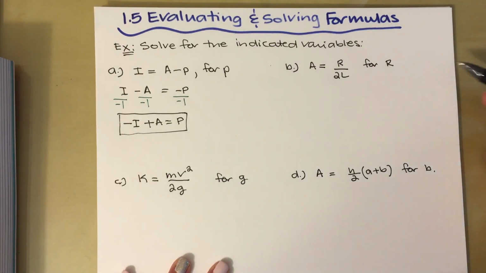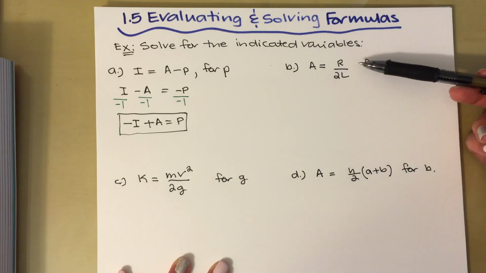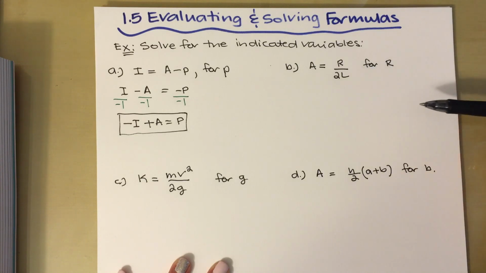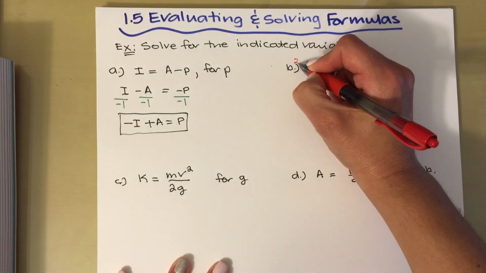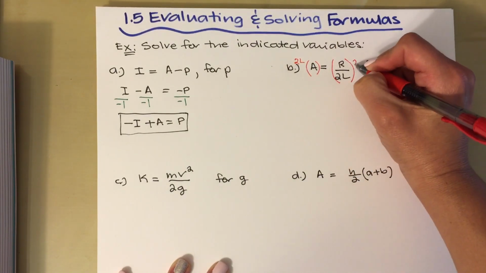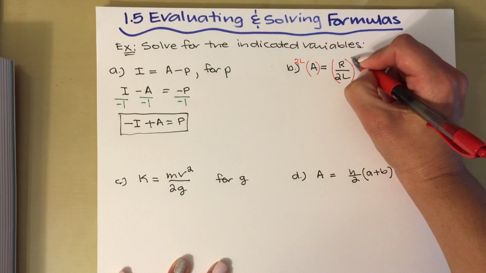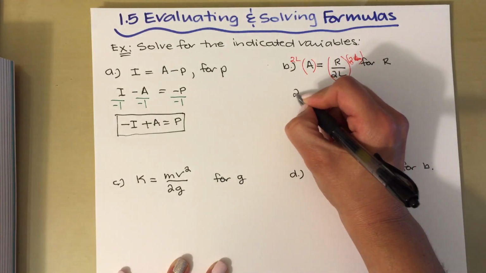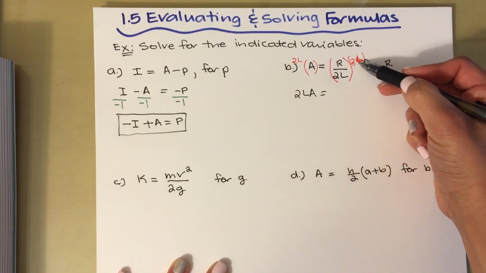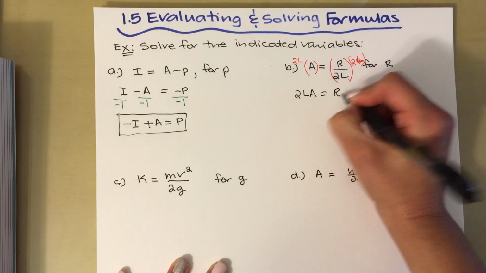Next, we have an equation with a fraction, and we would like to isolate or solve for r. Remember, anytime you have a fraction, you'd want to eliminate it. So since there's just one fraction, we just multiply both sides by 2l, and that will eliminate the fraction. So 2l times a is 2la. 2l and 2l reduces, and we have isolated r.